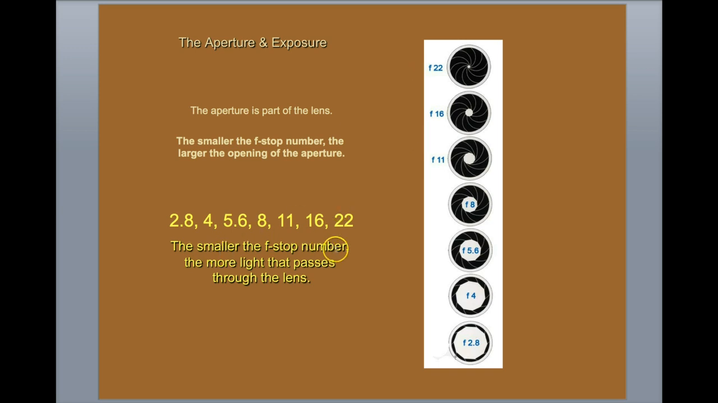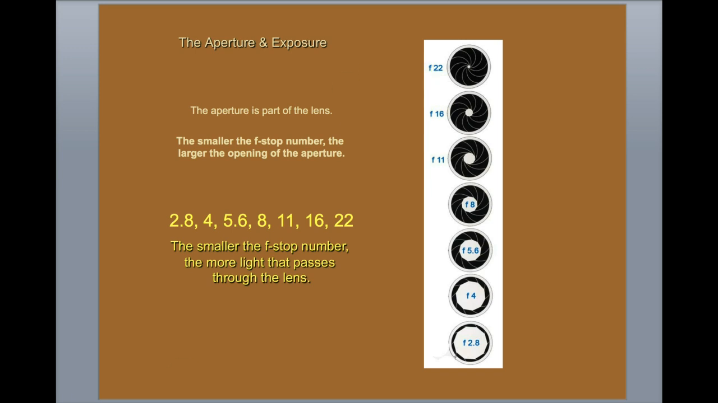But the smaller the f-stop number, the more light that passes through the lens. So for example, at f2.8, you see that the lens is open really wide, allowing a lot of light to come through and hit either your film or your digital sensor. And then here at f22, we've got only a little bit of light coming through, hitting the film or digital sensor. It's the same image that's going to be recorded, but because of the f-stop number, there's going to be a difference in the way that image looks.